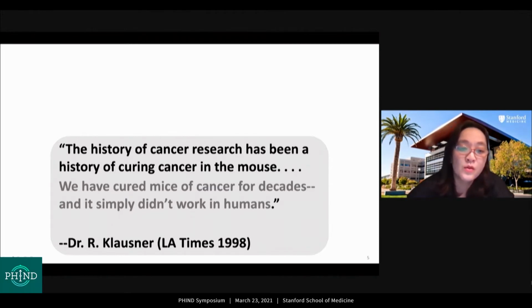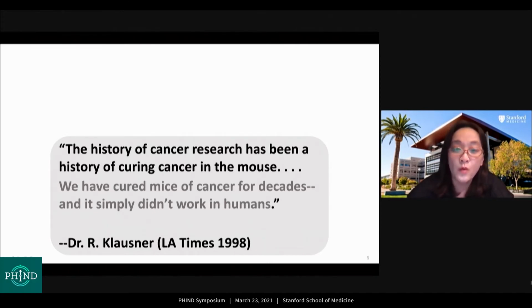Just read this quote by Dr. Richard Klausner, back in 1998. Some of you may have seen this before and probably also found it amusing, just like when I saw it. It seems funny at first, but it also speaks the truth, which is that a lot of the time we're doing medical research but really just trying to cure the mouse.